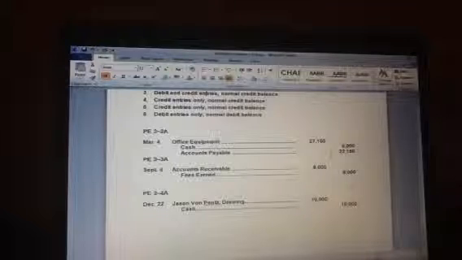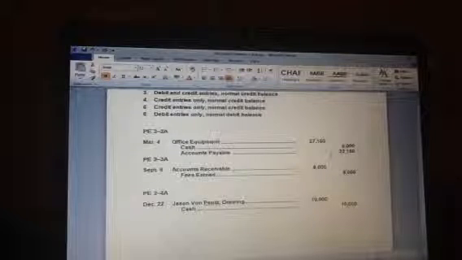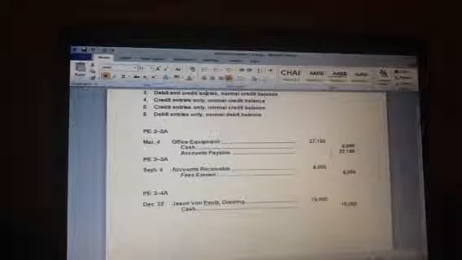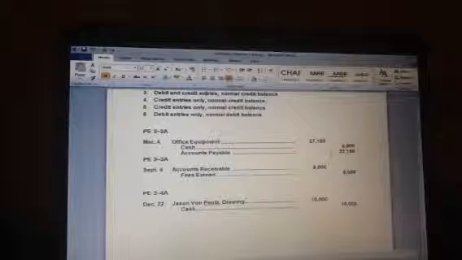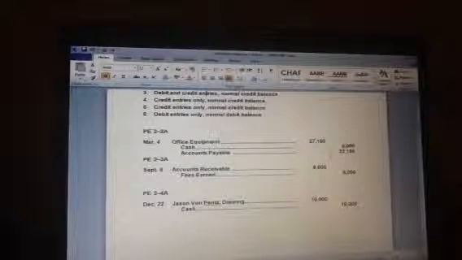Practice exercise 2-3A. Prepare journal entry on September 6 for fees earned on account, $8,000. Notice we didn't collect these fees. They were earned on account. So an amount owed to us on account is called an account receivable. It is an asset, so it would be increased with a debit. So you would debit accounts receivable $8,000. The fees earned is a revenue account. You increase revenues with a credit, so you would credit fees earned. So the journal entry on September 6th is to debit accounts receivable for $8,000 and credit fees earned for $8,000.